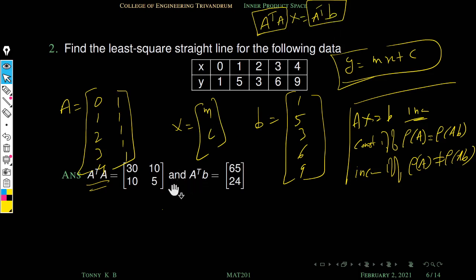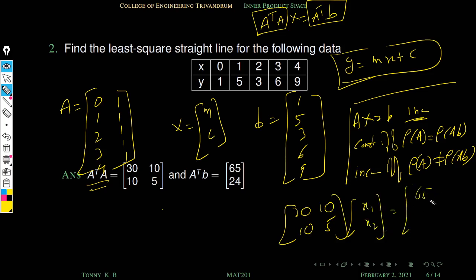You can solve. Actually, this is a 2x2 system, so you can easily solve using the inverse of this matrix. That means we have to solve the system 30, 10, 10, 5 times x1, x2 equal to 65, 24. This is an invertible matrix, so you can take the inverse. If I call this matrix B, our solution is x equals B inverse into 65, 24. For a 2 by 2 system this will seem easiest, or you can solve using Gauss elimination, whichever way you like.